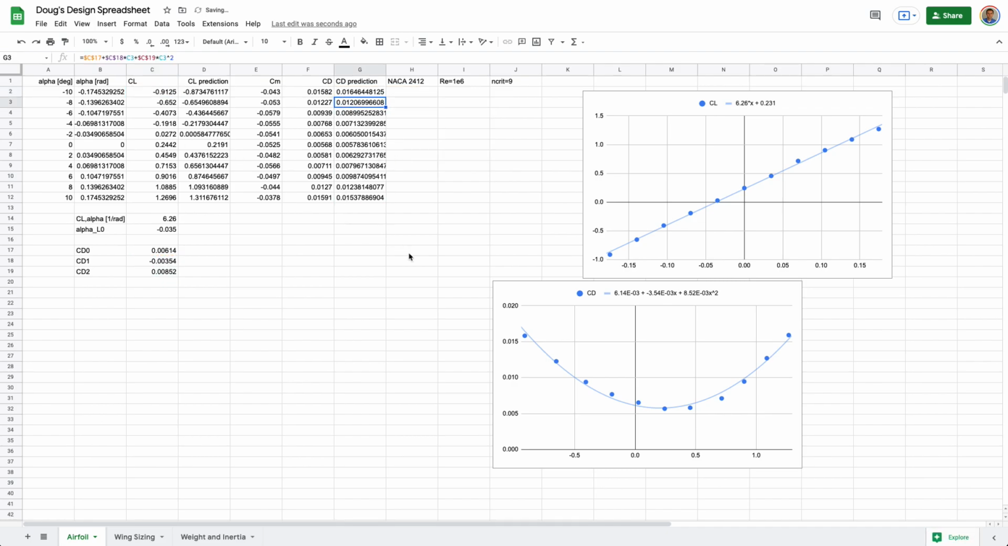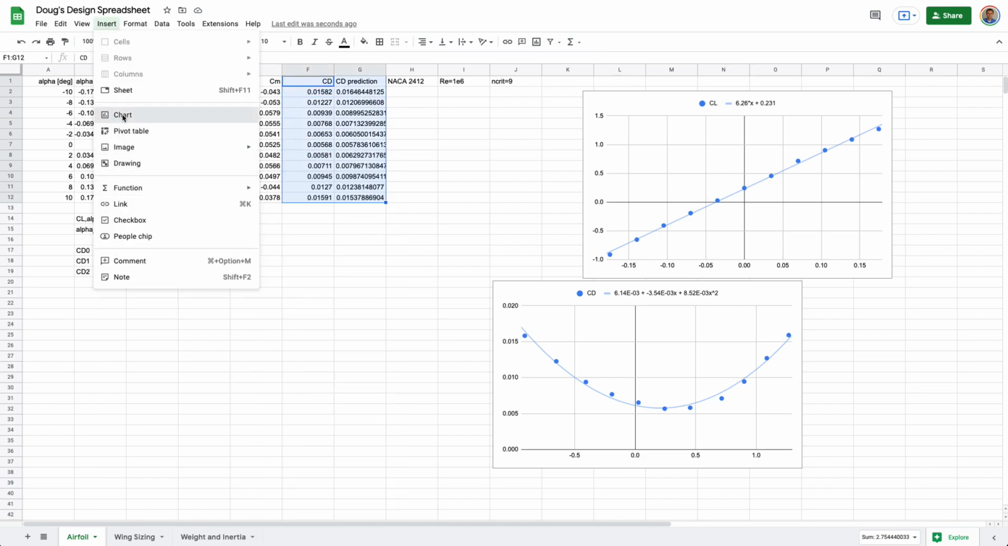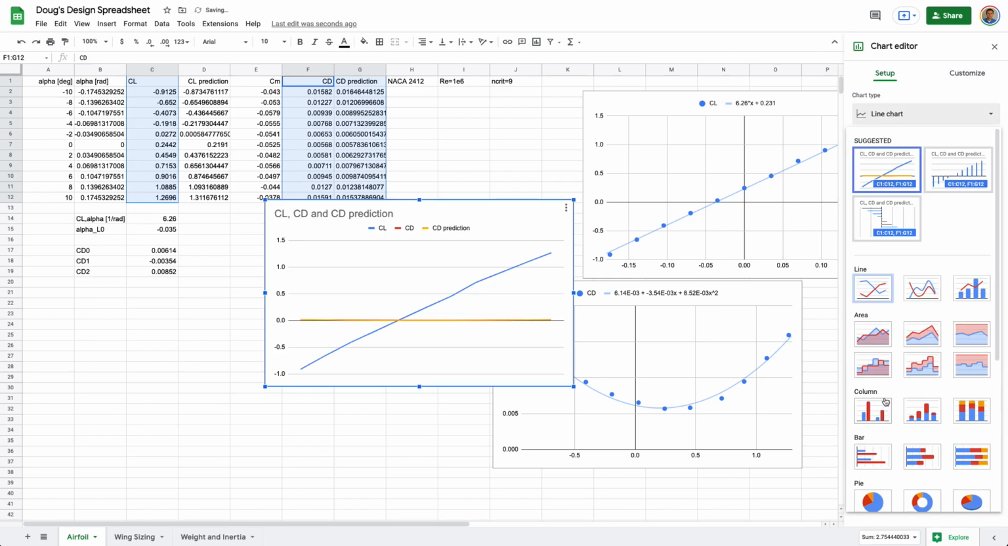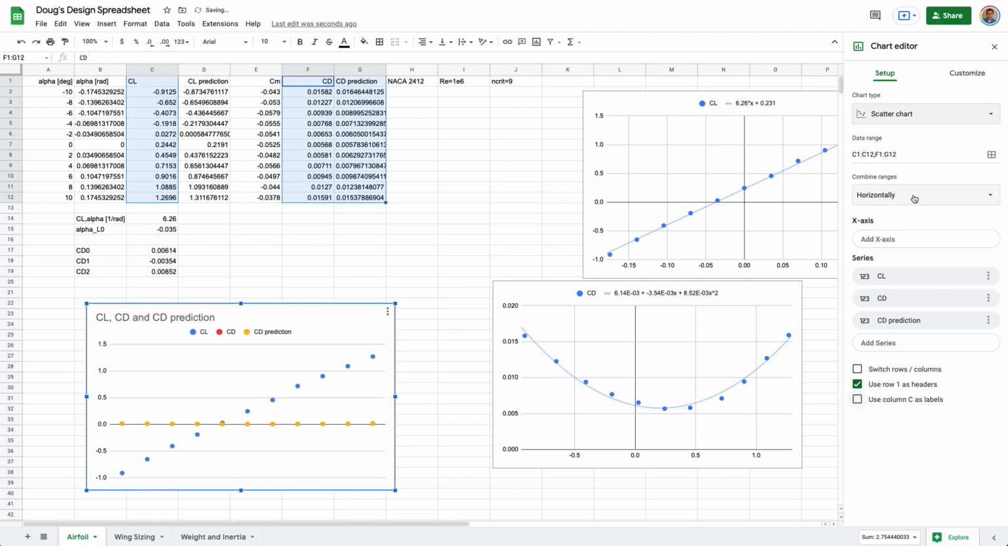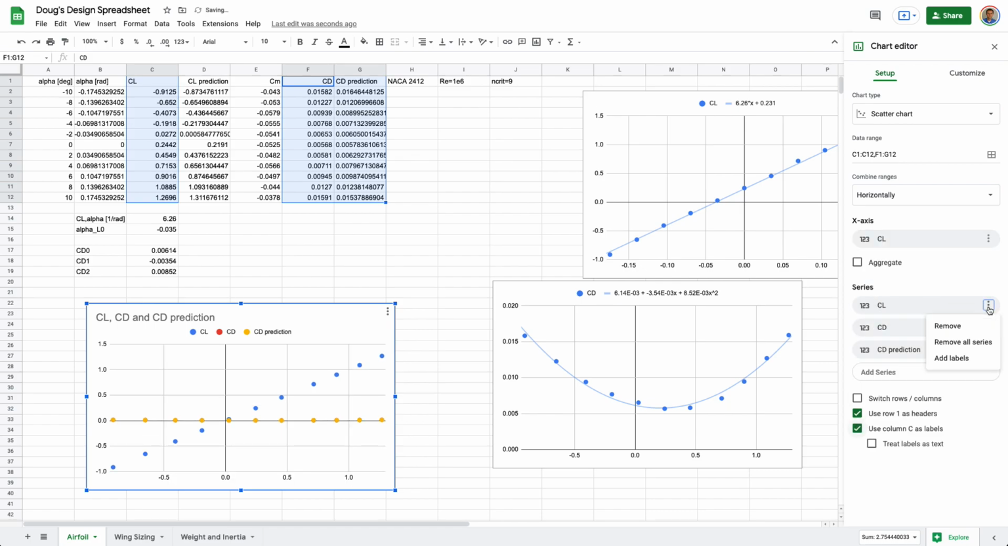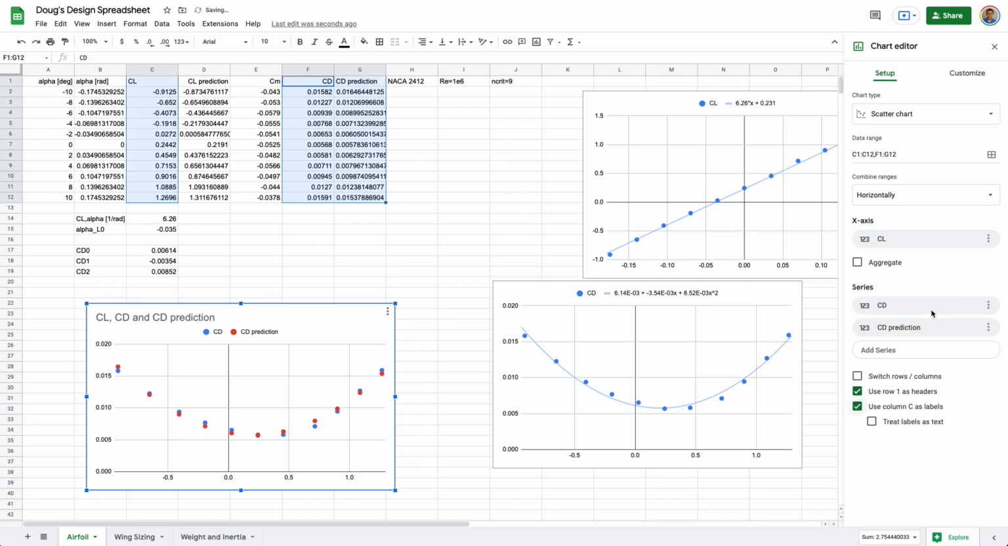So this is our drag prediction. Let's see how that compares if we take the lift coefficient, our true drag, and our drag prediction based off of that equation. So we want this to be a scatter plot. Oh, I didn't like that. We're going to have to fix this here. Basically what we wanted was the lift coefficient on the x-axis, and then we can get rid of that on the y-axis. Okay, there we go.